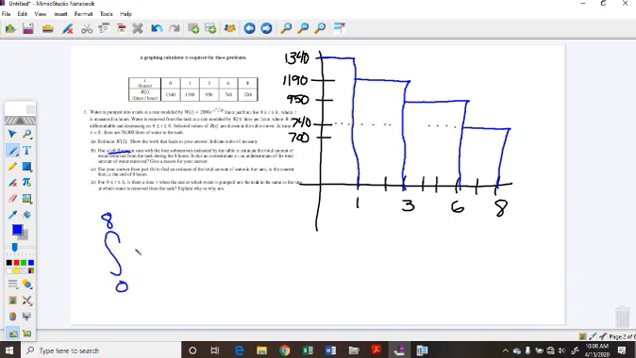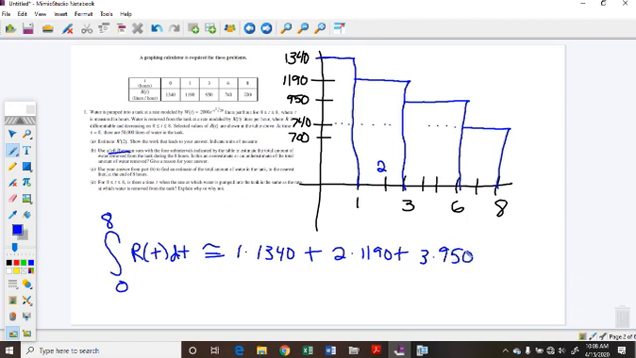The integral from 0 to 8 of R of t dt is approximately equal to adding up all of these areas. So the first one is 1 times 1340. The next one is, this width is 2, so it is 2 times 1190 plus 3 times 950 plus 2 times 740. All right.